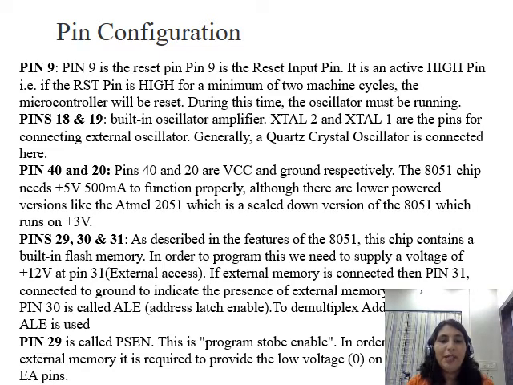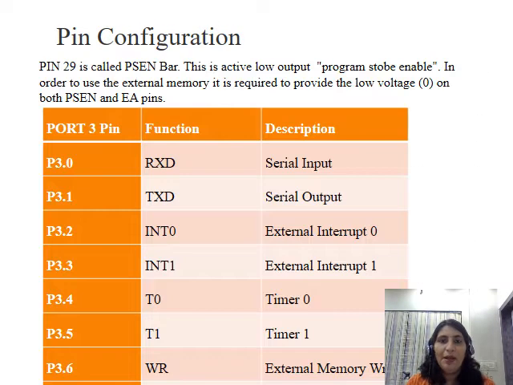Pin number 29 is called the program strobe enable pin. This pin is an active low output pin. In order to use external memory, it is required to provide a low voltage on both PSEN and EA bar pin. PSEN and EA bar pin.